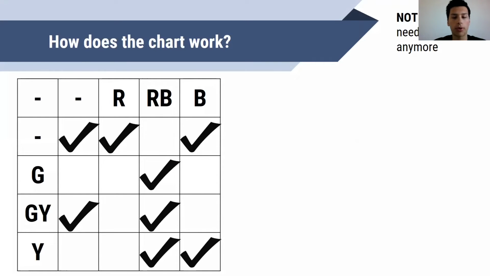So how does the chart work? Why did we just do all of that? Why did we just organize the cards? Let's say I wanted to find all of the red cards. How many red cards would there be?